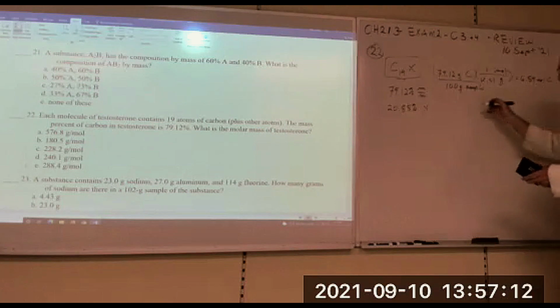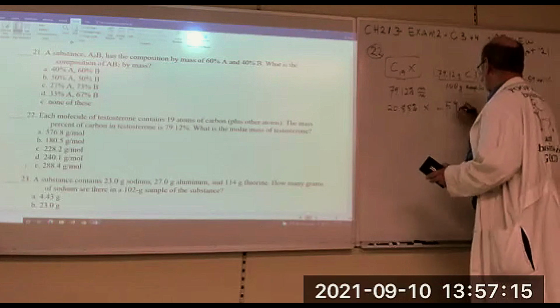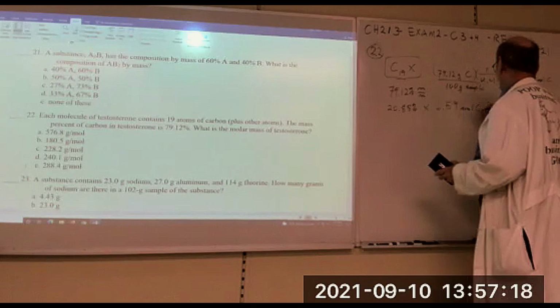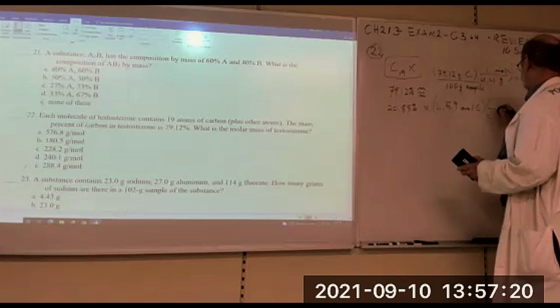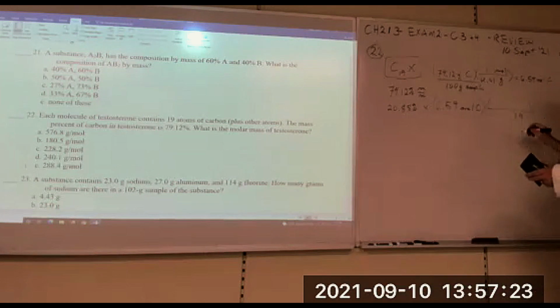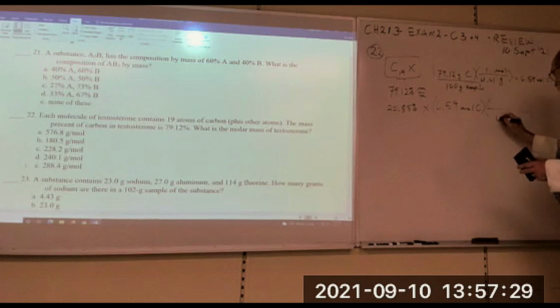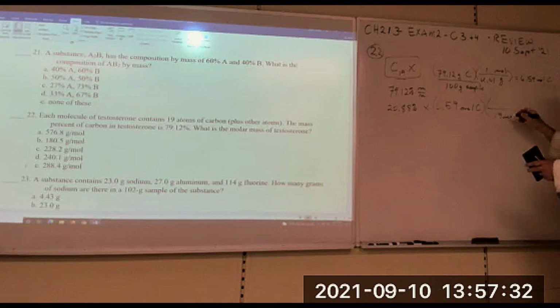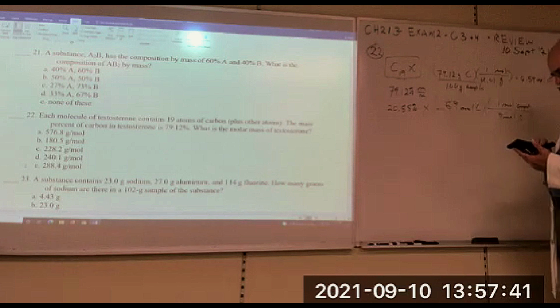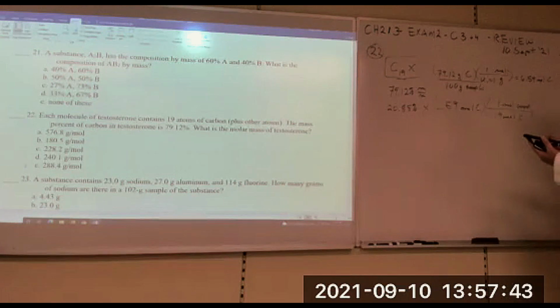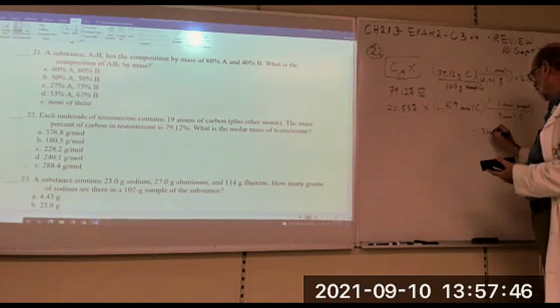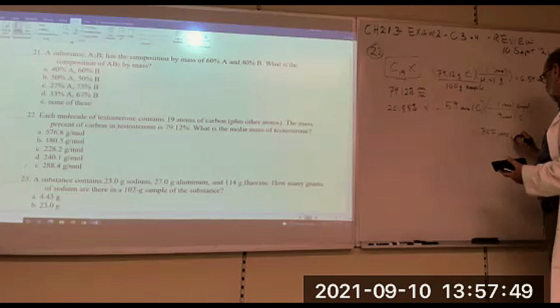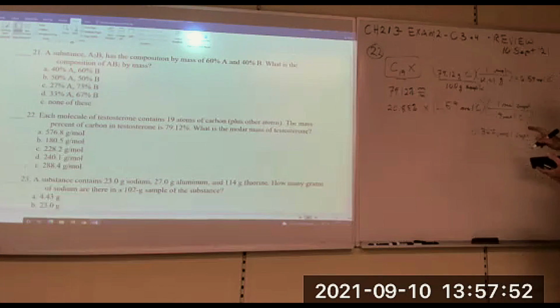Okay, I can see the end coming. 6.59 moles of carbon, and the ratio is 19 moles of carbon per mole of compound. So 6.59 divided by 19 is 0.347 moles of compound per 100 grams.